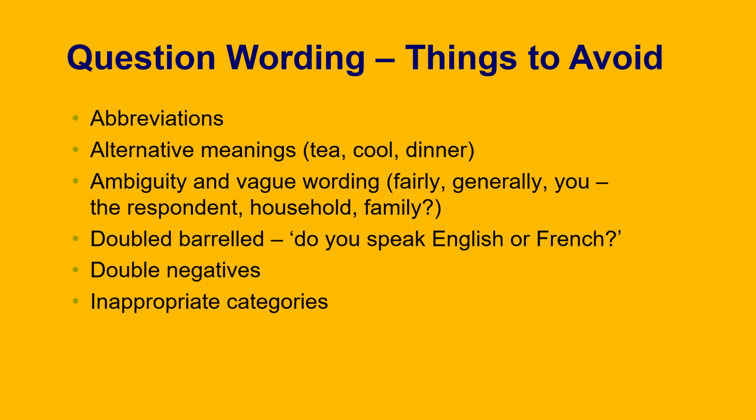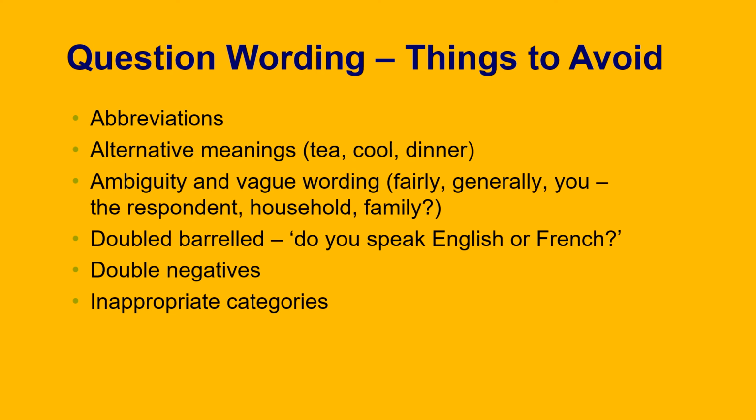Another one is ambiguity and vague wording. Things like fairly, generally, you, the respondent, and household and family are vague terminology, so they can cause problems. And there are double-barreled questions. For example, a question that says, do you speak English or French? That can throw off participants. So it's better to have a question that is one or the other. To prevent double-barreled questions, you can have bullet points on different languages, for example.